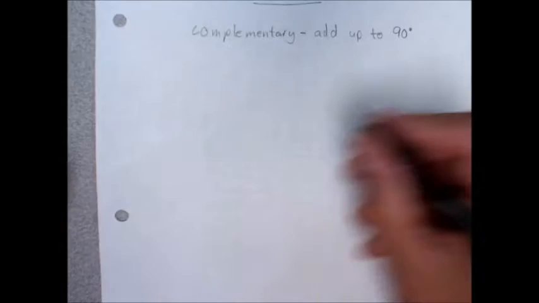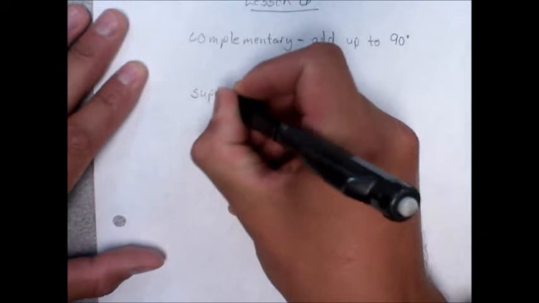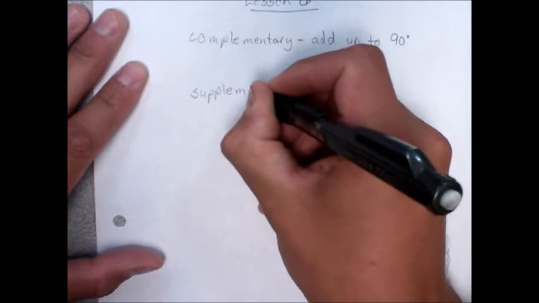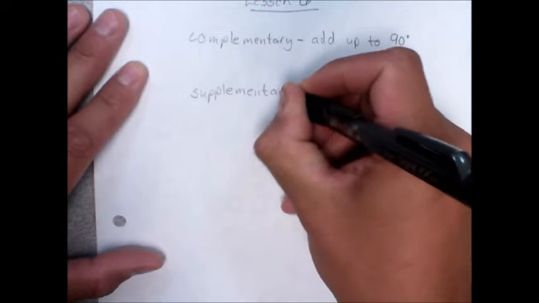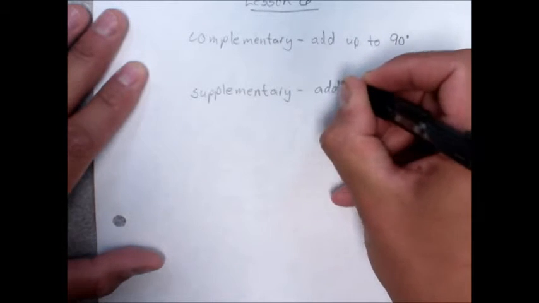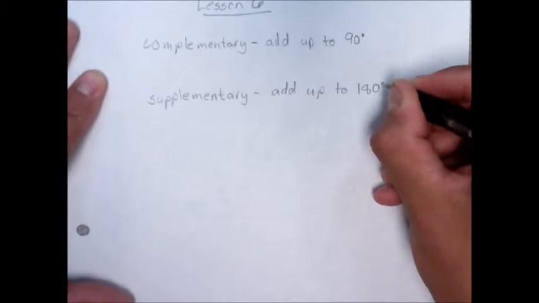Supplementary angles add up to 180 degrees. Remember that in your labels, the degree symbol is just a dot. No big deal, but you have to put it in order to get the points for the dot. Okay?